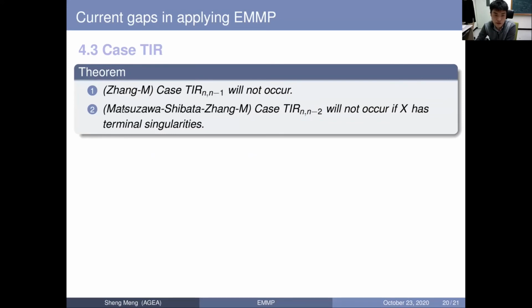And Matsuzawa, Shibata, John, and I showed further that the relative dimension 2 case will not occur, but will require a further assumption on the singularities, the terminal singularities. This is not good, but also not bad, because for bidirectional MMP, terminal singularities can be preserved. So these two combined can show that this one is for the surface case, and this one is for the terminal Q-factorial threefold case. Yeah.